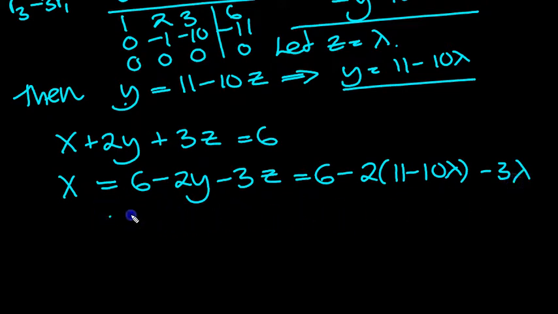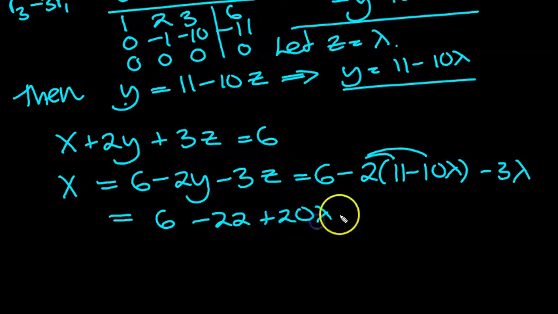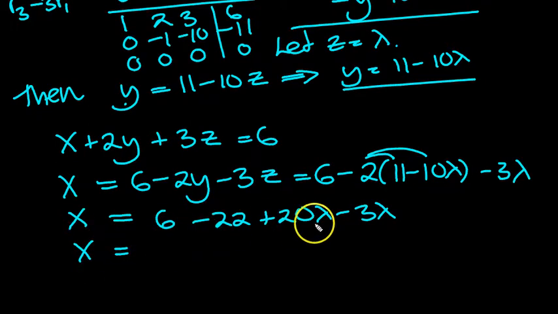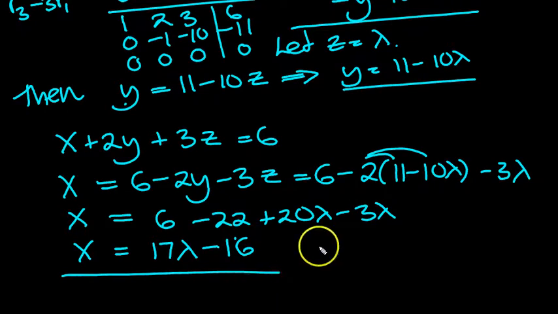So what have we got then? We've got 6. I'm going to expand this bracket now. It's minus 22 plus 20 lambda minus 3 lambda. So x equals then, we've got 20 lambda minus 3 lambda is 17 lambda. 6 minus 22 is minus 17. No, it's not. It's minus 16. So there we are then.